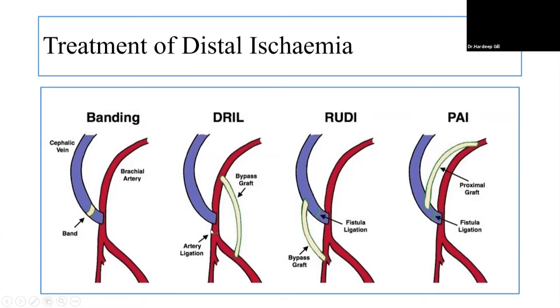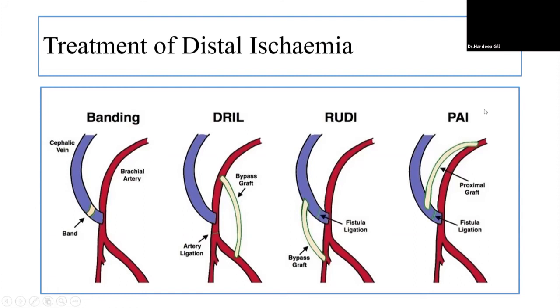We are ligating the artery. Or you can do a Rudy procedure, which basically means revascularization using distal inflow. So to get blood into this fistula, this is a proximal inflow, this is a distal inflow. You can do a graft between the artery and the fistula. So blood comes down and then goes reverse into the fistula, and then you ligate the fistula.